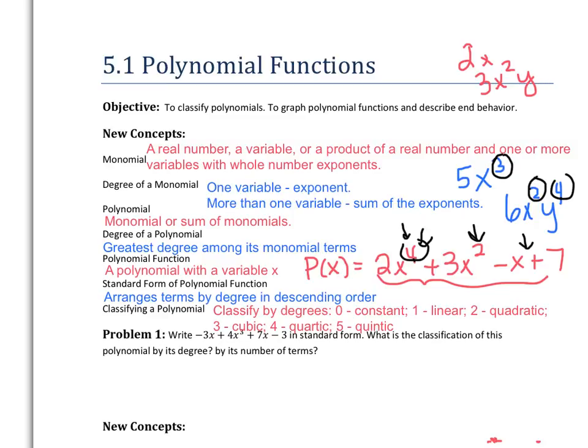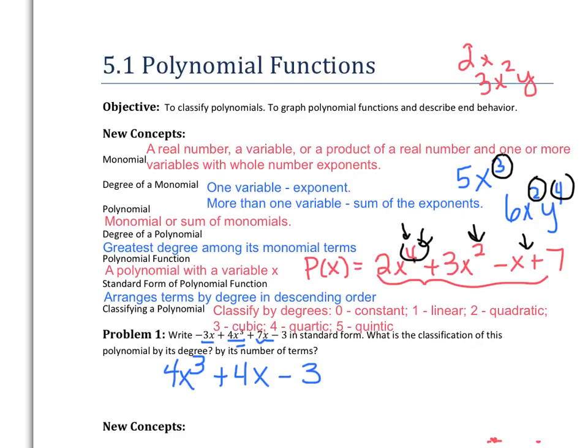Let's run right into problem 1, using some of the terms we just discussed. It says write that in standard form. What is the classification of this polynomial by degree and also by its number of terms? We didn't talk about terms, but I'll go over that when we get to it. The first thing I'm going to do is put it in standard form. My highest degree term is my 4x to the third term. It's a degree 3, so I go 4x cubed. If I had an x squared term, I would do that next, but I don't. Then I'm going to combine like terms. Negative 3x and 7x we can combine and get 4x. And then we're just going to have the minus 3 at the end.